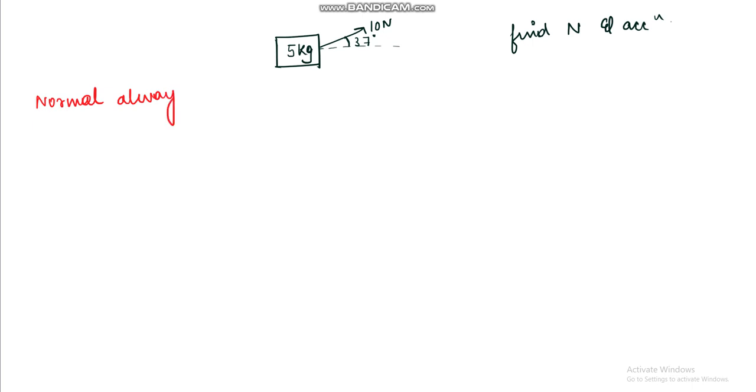Now take a block of mass 5 kilograms and 10 Newton is applied, at 37 degrees with the horizontal. Find the normal and acceleration. So the first thing we have to keep in mind is that normal always acts as it tries to compress the body.